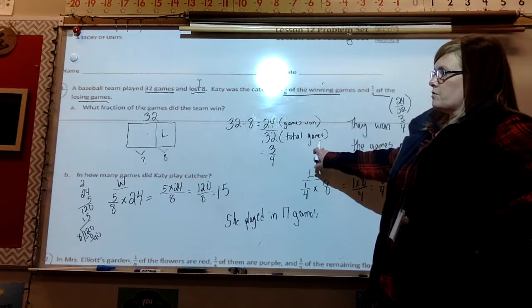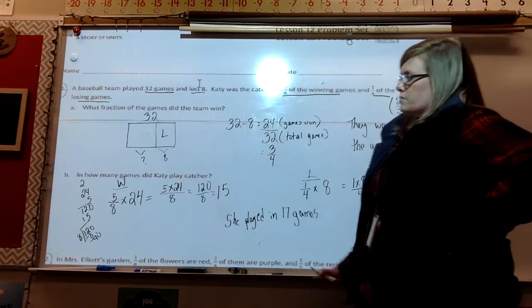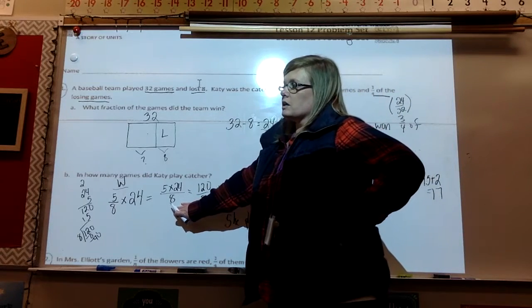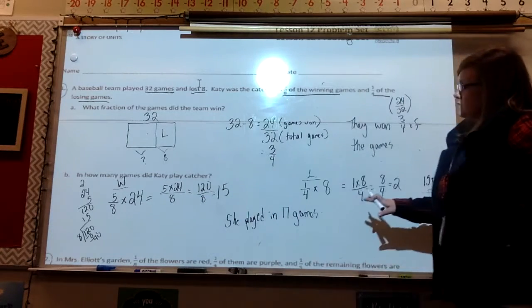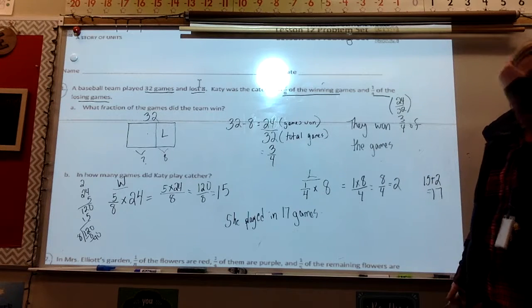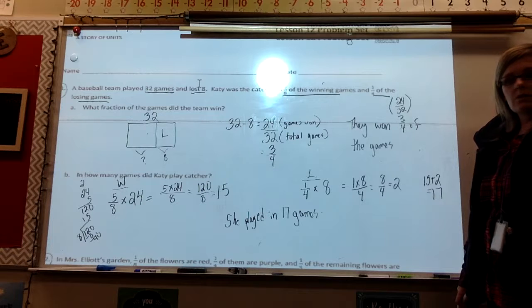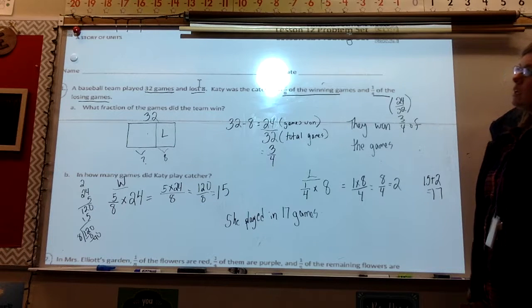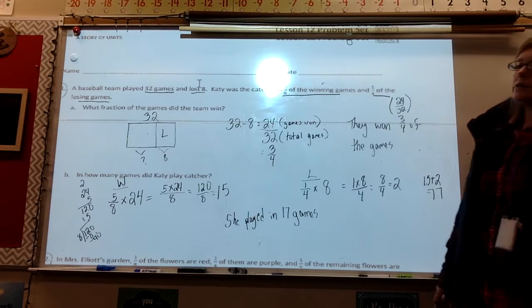So we found out what fraction of the games they won. We found out what fraction of the games she played catcher when they won and what fraction of the games she played catcher when they were losing, and we added that together. Very good. All right, I'm going to scroll up to the last problem we're going to do. While I'm doing that, I want you to read it, underline what you think is important.